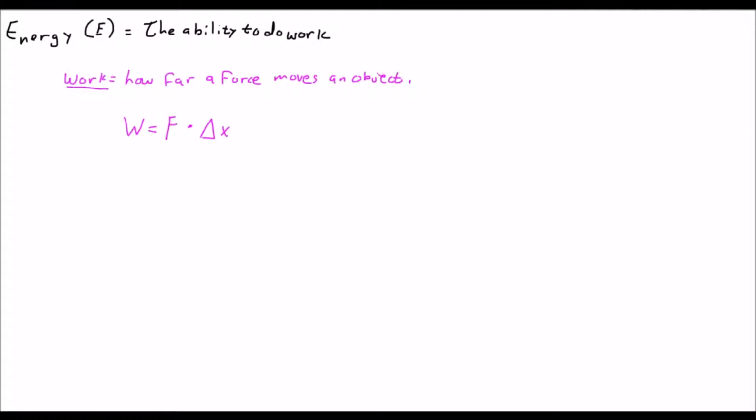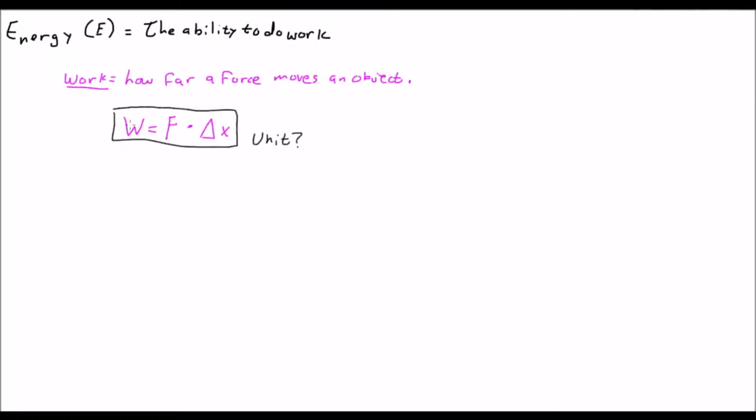So what we have here is the formula for work. That's your work formula. Work is equal to force times delta x. In other words, change in position. All right, and just like with every formula, we need a unit. So what unit are we going to go with here? What unit should go with this?